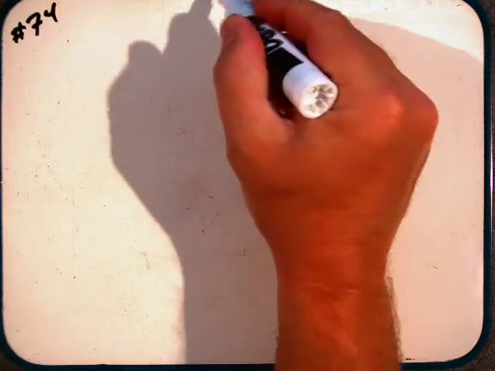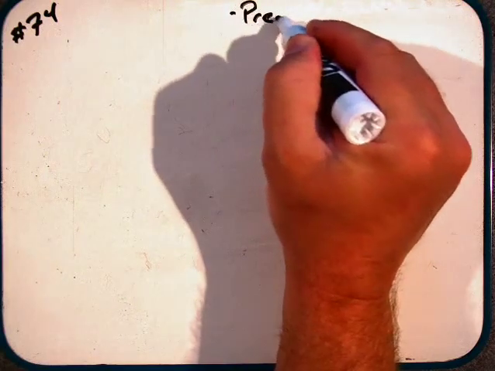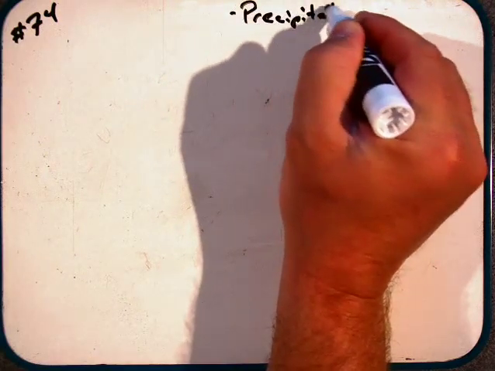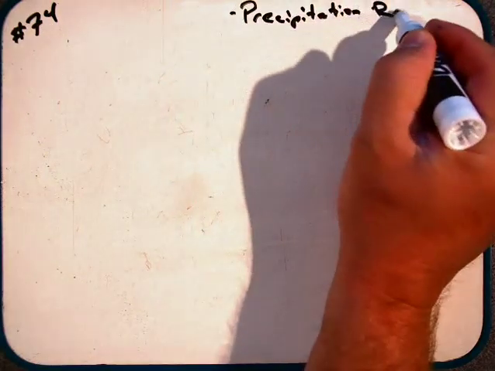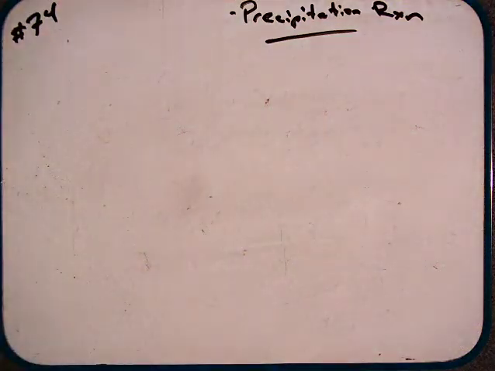This is number 74 in chapter 4. It's looking at being able to predict whether a particular solute is soluble or not in water. These are ionic solutes, and so remember we have some rules that we need to know. We're basically looking at precipitation reactions, being able to predict whether we have a precipitate or not.